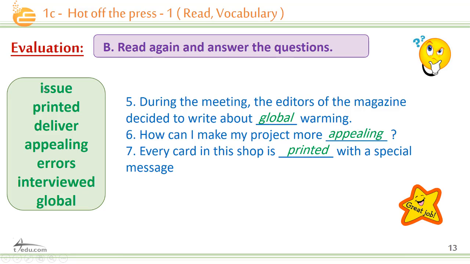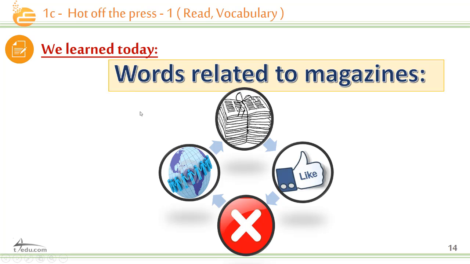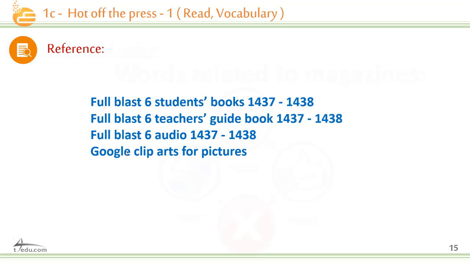Okay, let's go over the words. Issue, printed, deliver, appealing, errors, interviewed, and global. These are words related to magazines. To sum up our lesson for today, we have the words issue, appealing, errors, and global. Very good.